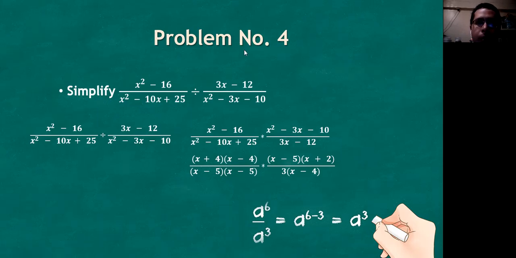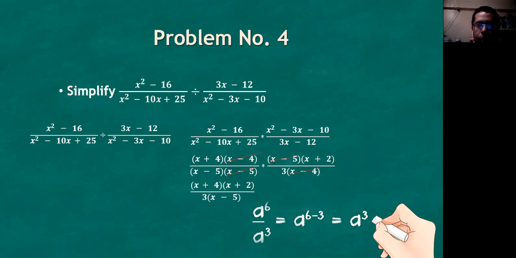So we will do some cancellation here. x minus 4 is cancelled out. And also one of the x minus 5 is cancelled out. No other factors are being cancelled, so your expression will look like this: x plus 4 multiplied by x plus 2 over 3 multiplied by x minus 5.